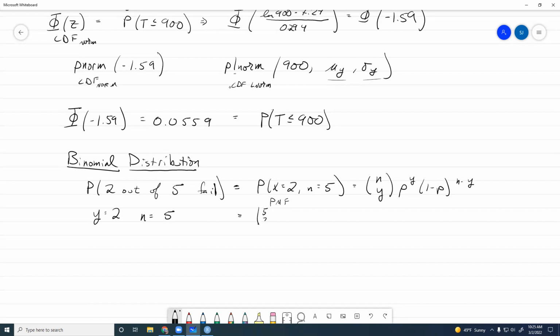So 5 choose 2. How many different ways can 2 machines fail out of this series of 5? Times our probability of failure, 0.0559 to the 2, times 1 minus 0.0559 to the 5 minus 2. So go ahead and plug that in.